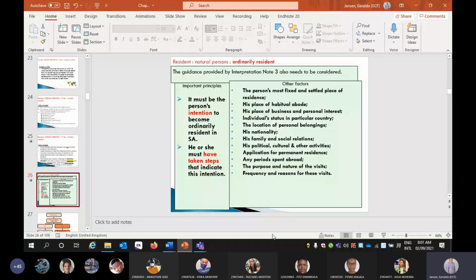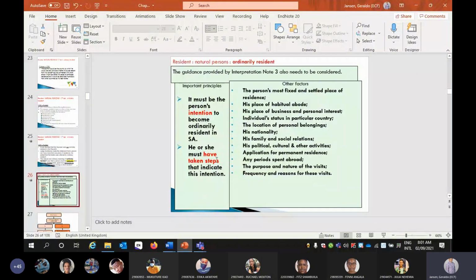And guys, these are very subjective. These things are not objective. Intention. How will you measure someone's intention? How would you be 100% sure that it is someone's intention? However, there are certain things that we can look at, and then we will also look at whether he or she has taken steps that indicate this intention.